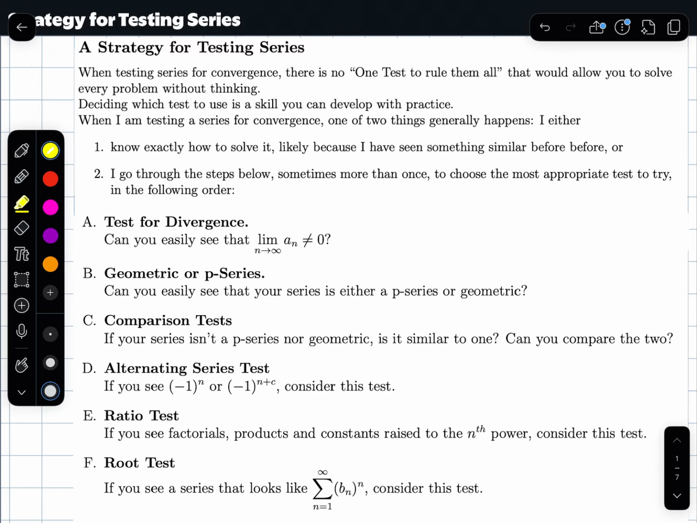Whenever I'm given a series to test for convergence, there is no one test that works every time. So I have to look at the series and somehow from its characteristics decide on which test to use. This is a skill that you develop with practice, and so it's really important that you practice each test on this screen here separately. If you try and watch this video at the very beginning without ever practicing the other ones, it's not going to make a lot of sense.